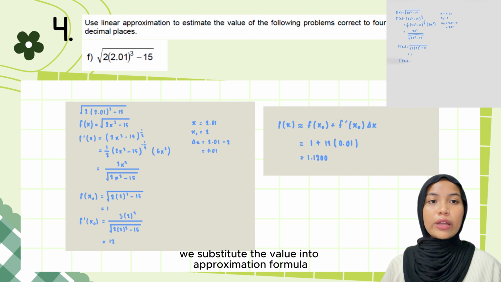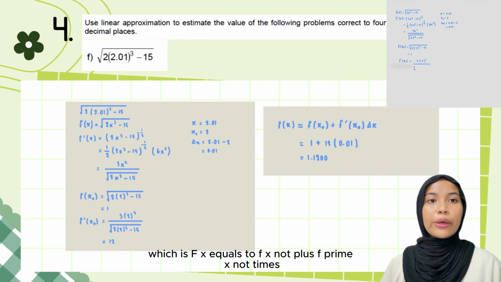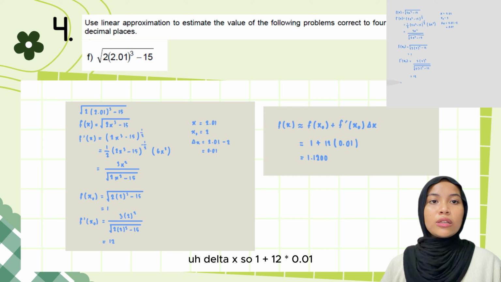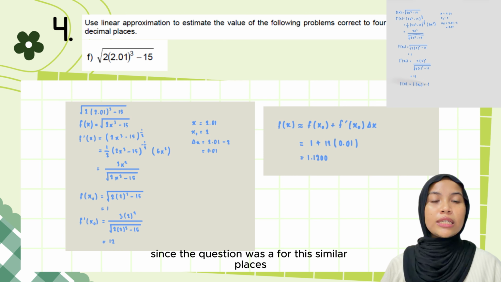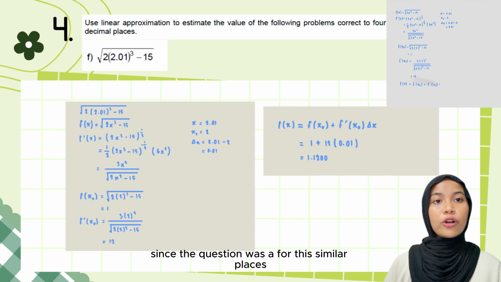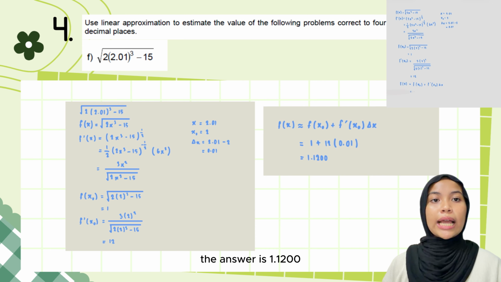Then we substitute the values into the approximation formula, which is f(x) equals f(x0) plus f'(x0) times delta x. So 1 plus 12 times 0.01. Since the question asks for 4 decimal places, the answer is 1.1200.